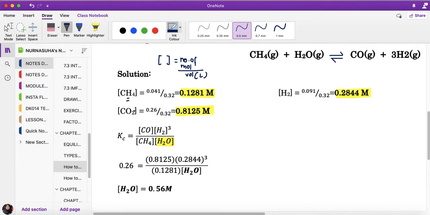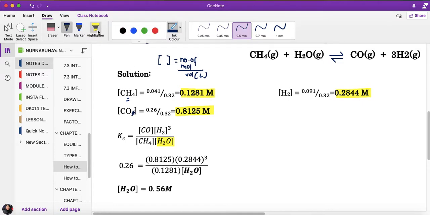Sorry, this one there is no O, no 2, sorry, just CO. Okay, so key in this one, 0.8125, the concentration of H2, 0.2844, divided by the concentration of methane, this one. So here you have to double check, okay, in case you key in wrongly. So this is what you want to find out.